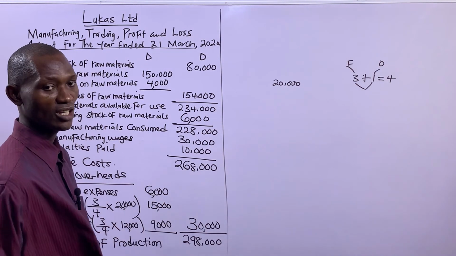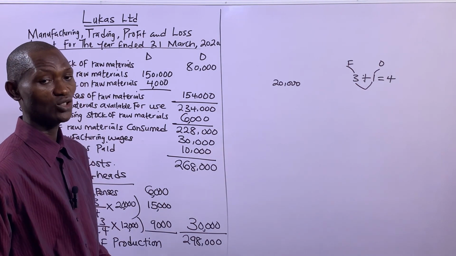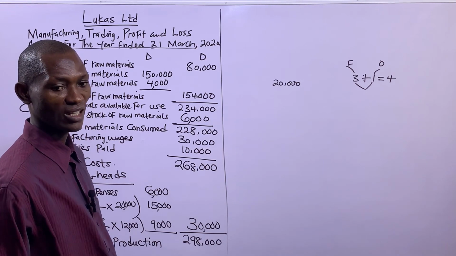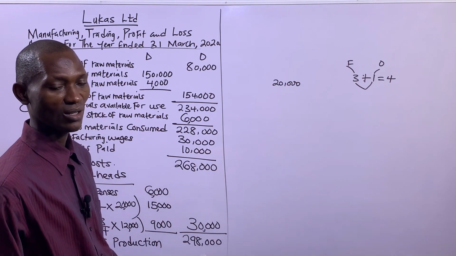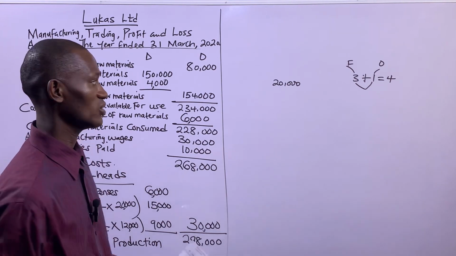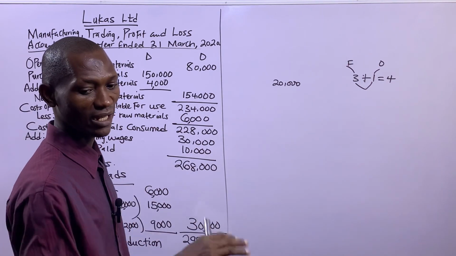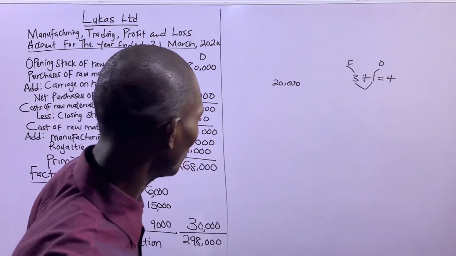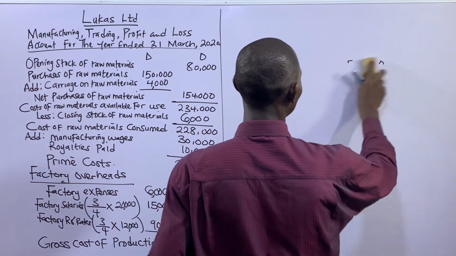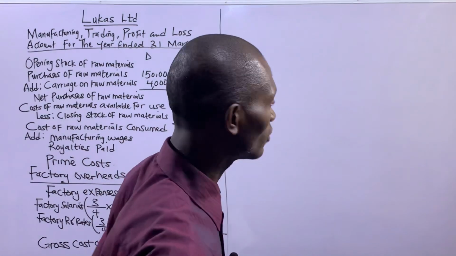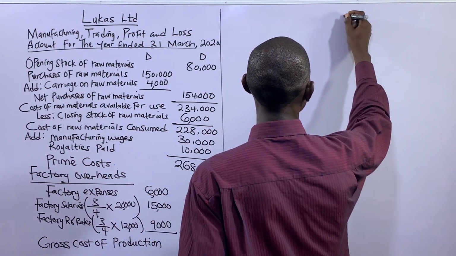But because in a manufacturing concern we usually have work in progress, that means goods whose production has not been completed, we are going to add and less. So let's do that now. I'll continue from here. So we have our currency sign.